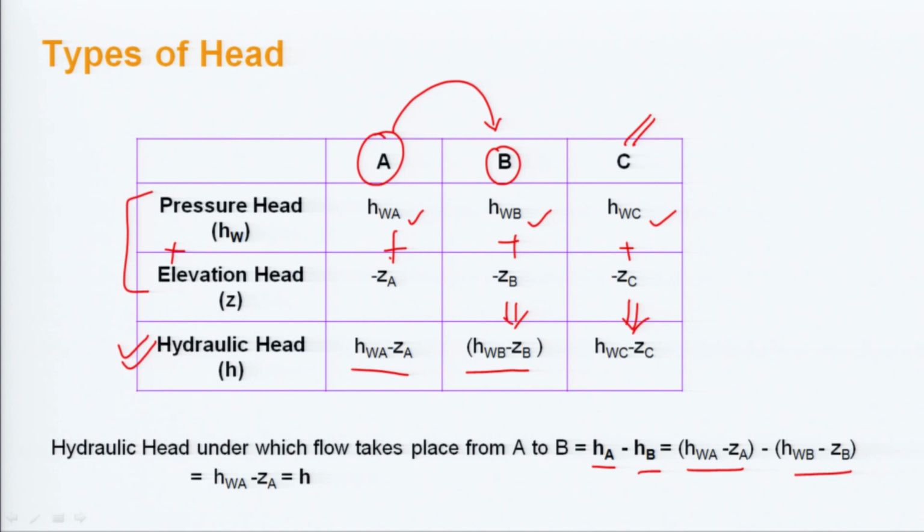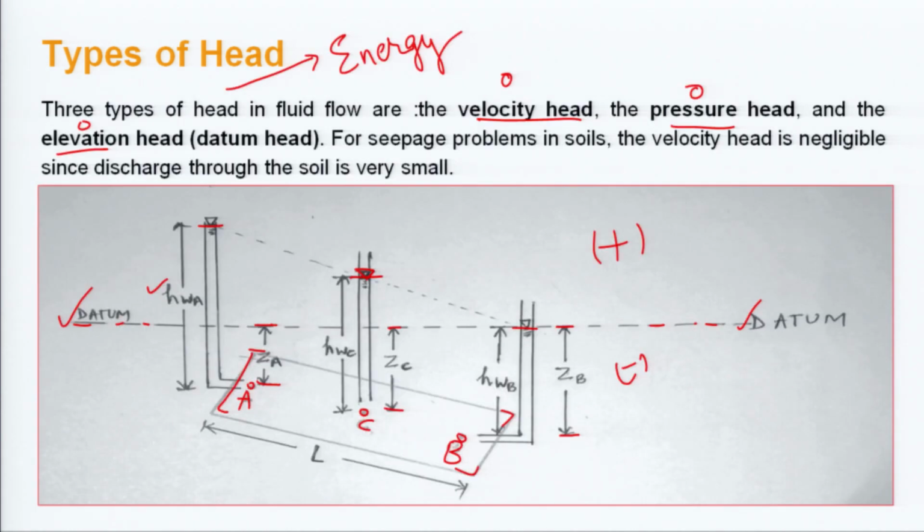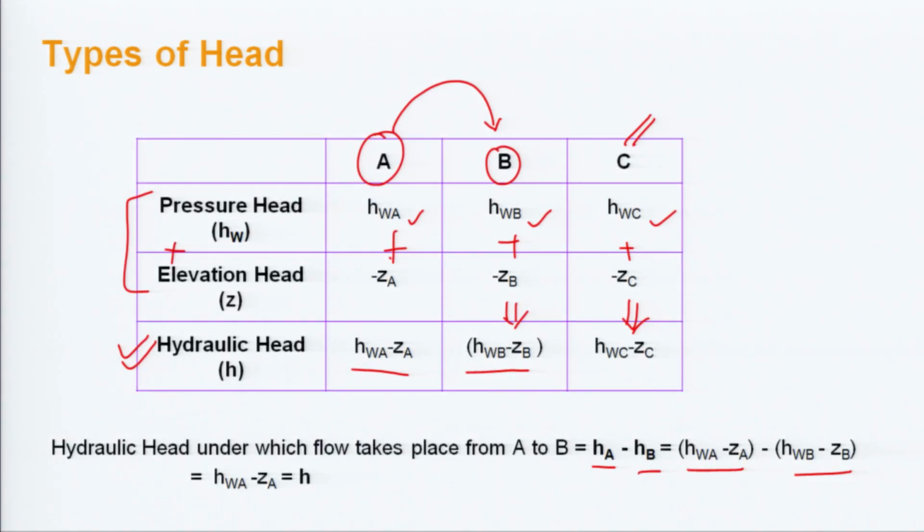So, see here, this HWB and ZB were almost same, as we saw in the figure. See here, HWB and then this ZB are almost same. So, this is equal to ZB. So, when we subtract it, it comes out to be 0. This entire term comes out to be 0. So, the entire head will be this head H under which the flow takes place, that is HWA minus ZA.